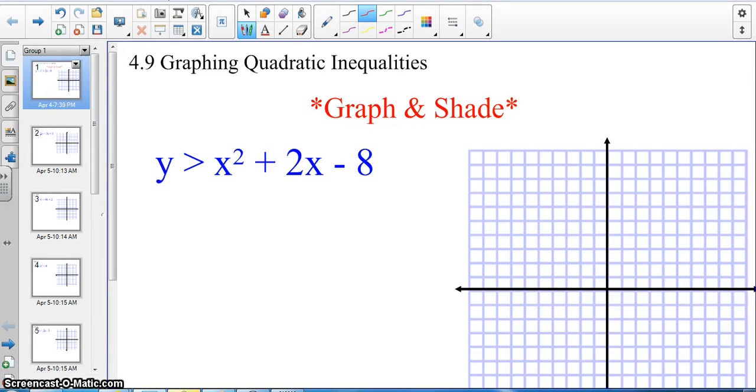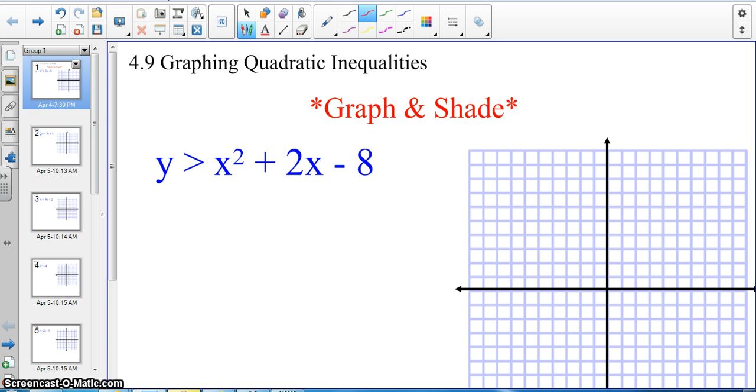Today we are going to graph quadratic inequalities. To graph a quadratic inequality, first we're going to have to graph it, and then since it's an inequality, we're going to have to shade it, either above or below the parabola, or inside or outside of the parabola.